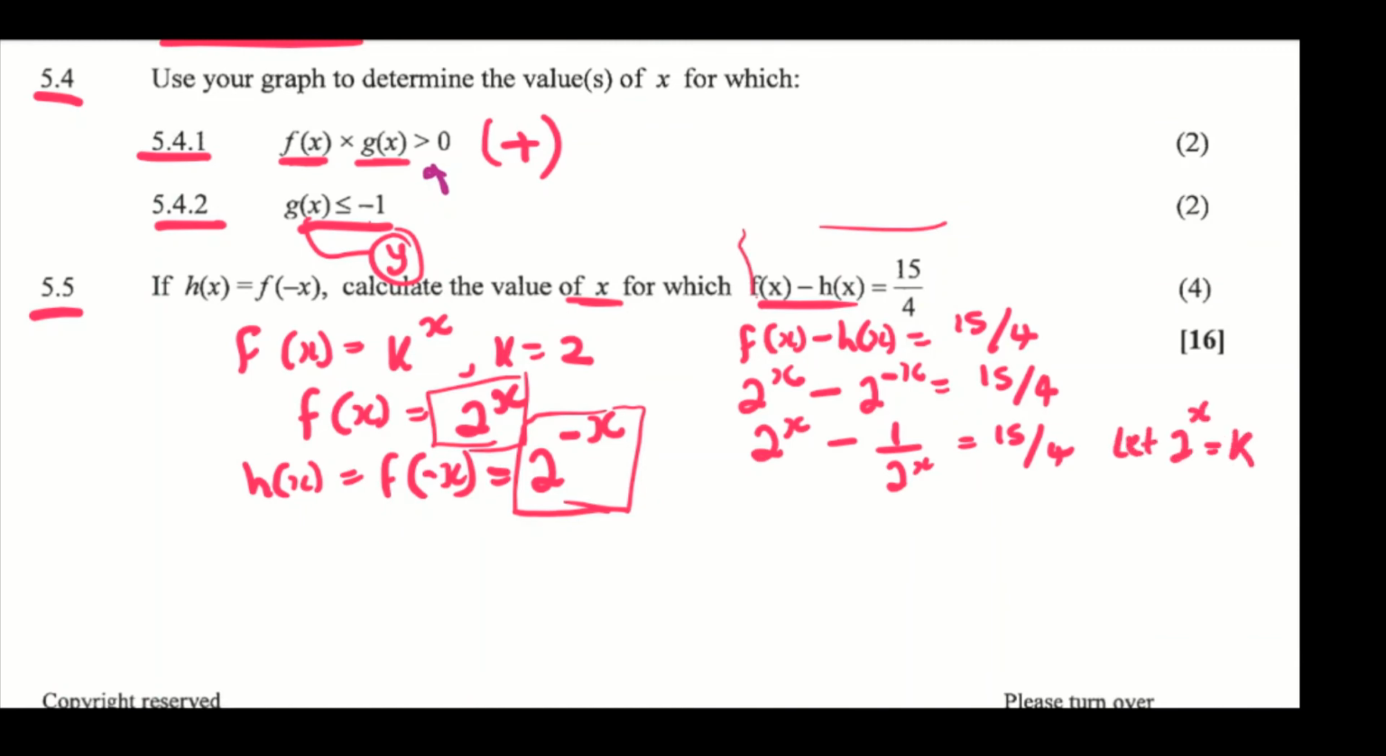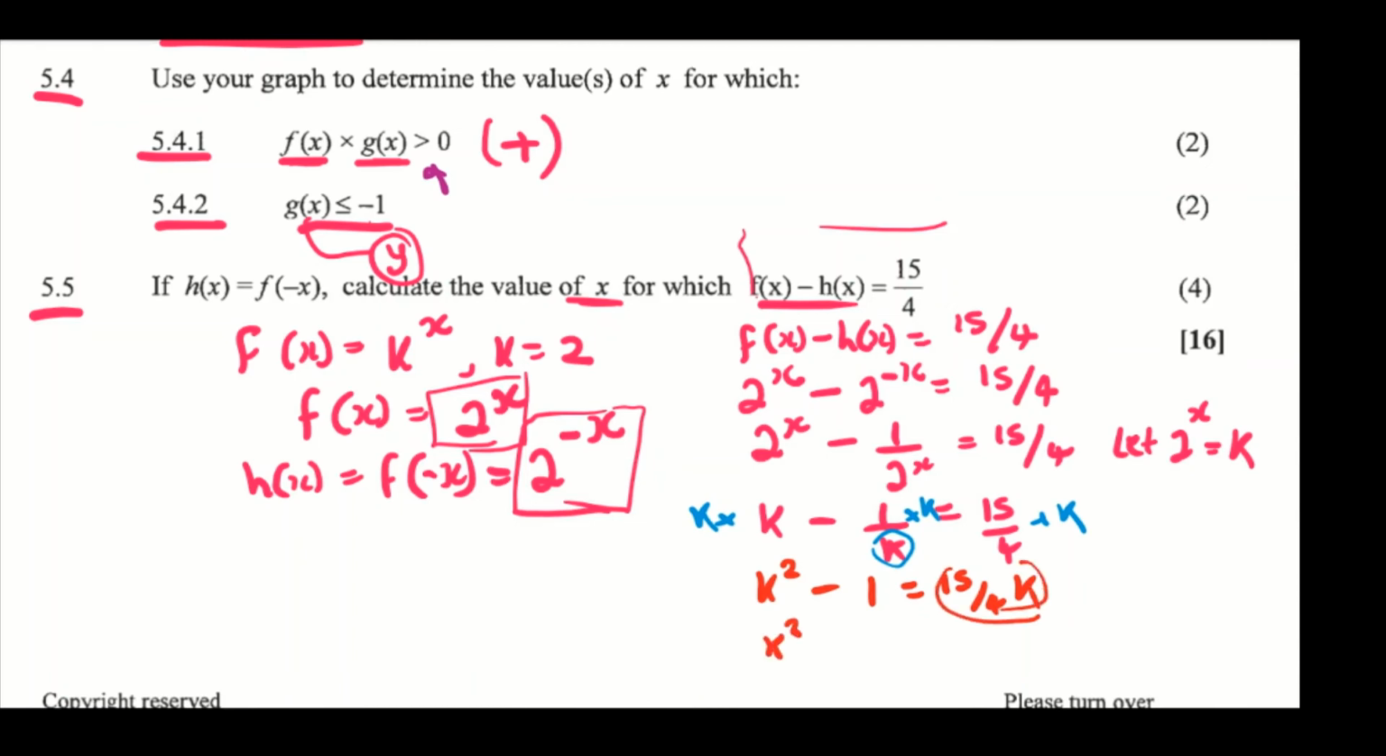So to solve for x, we can let 2 to the power of x be equal to k, right? So it's going to be k minus 1 over k is equal to 15 over 4. And then we can multiply by k on all sides to remove the k at the bottom. And then we will have k squared minus 1 is equal to 15 over 4 k, right? So you transpose this to the other side, we'll have k squared minus 15 over 4 k minus 1 equals 0.